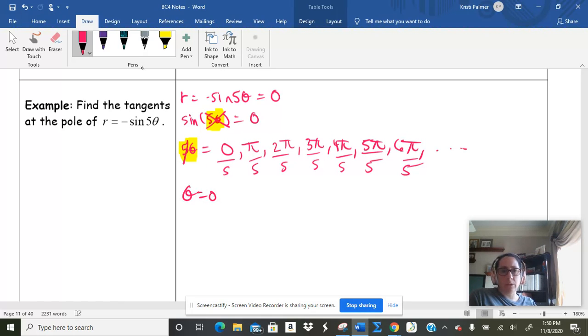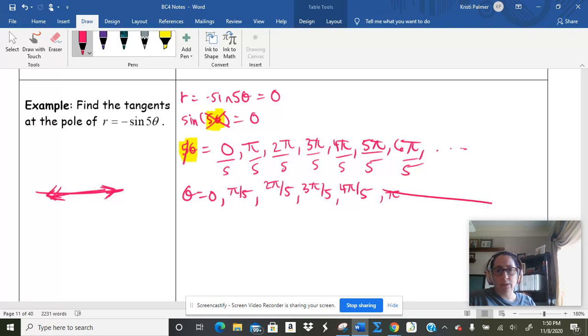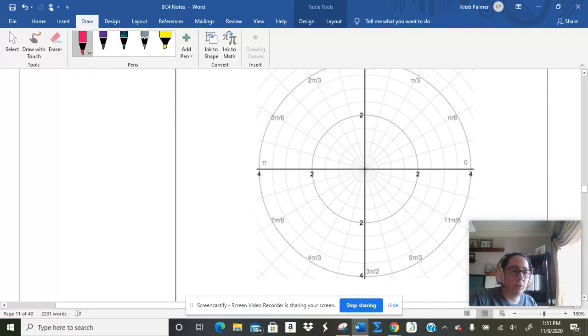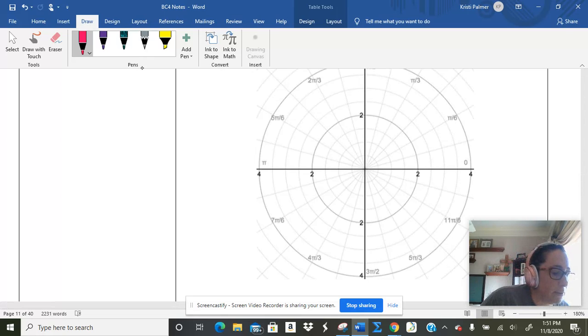So that's where theta would equal 0, pi over 5, 2 pi over 5, 3 pi over 5, 4 pi over 5, and 5 pi over 5 is pi, which is basically the same line as 0. 0 and pi are kind of that same line. So once I start to repeat and then I'm on the same lines, I stop. So this polar graph is going to have 5 tangents at the pole, which is actually a lot. So I'm going to go graph where all of those are, and a tangent at the pole means that it's going to cross through where that happens.